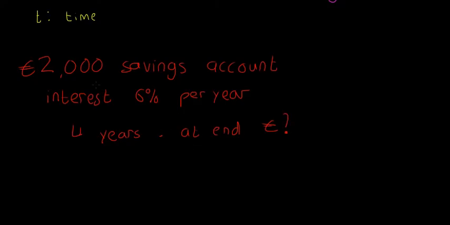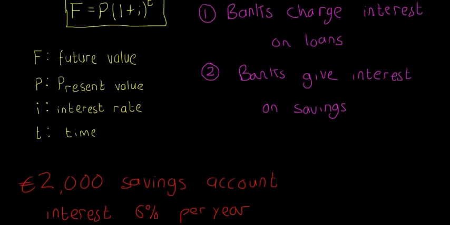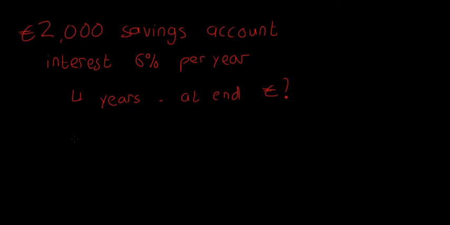You're going to have more than 2,000 because the bank is going to be giving you more and more money. Instead of doing it the slow way like we did last time, bit by bit, we can do it in one line with the formula. F is equal to P times (1 plus I) to the power of T. We need to find F, the future value, so how much money will we have in the future at the end? P is the present value, so right now, and right now we have 2,000 euro.